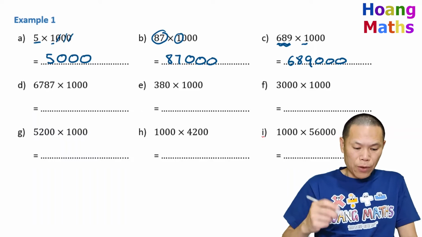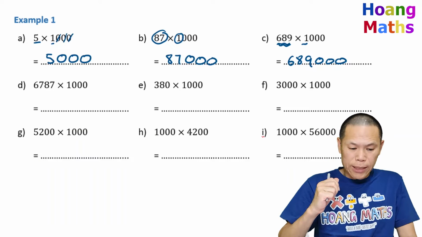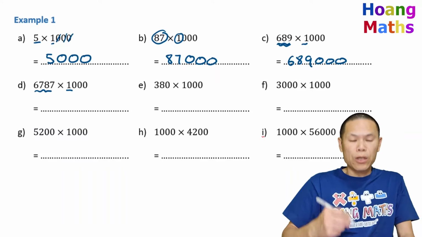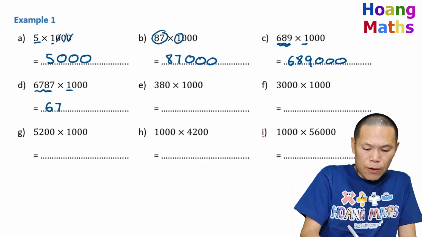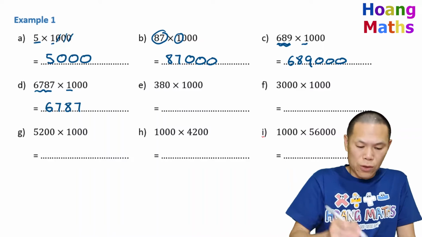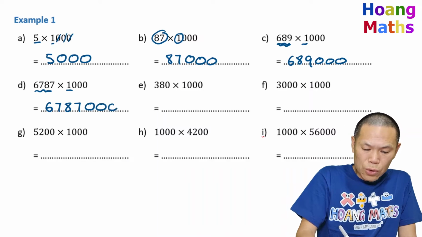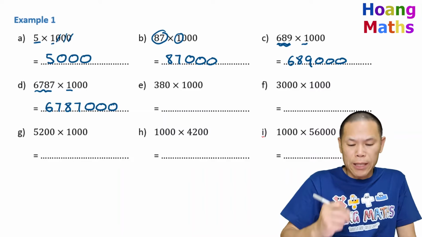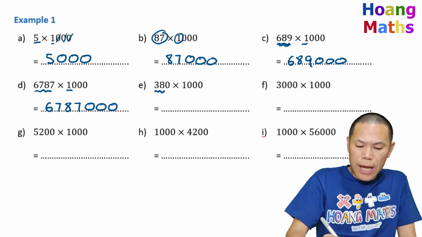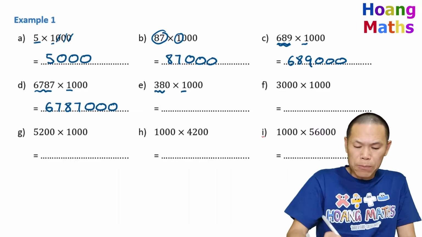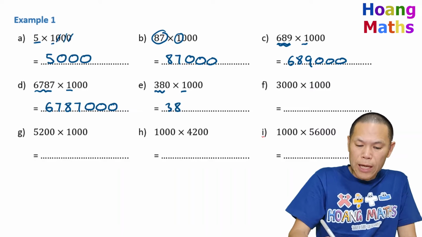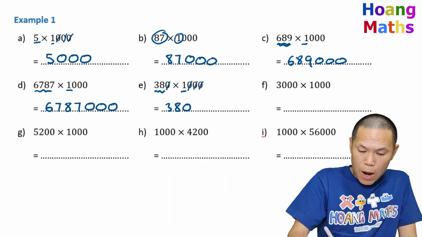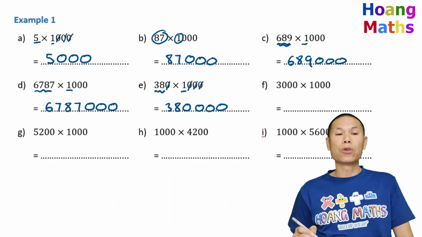Part D. Again, 6,787 times 1,000. So 6,787 times 1 becomes 6,787. And we just need to add the 3 zeros down. 1, 2, 3. Part E. So we have 380 times 1,000. So we just think of 38 times 1. So 38 times 1 is equal to 38. And we have 1, 2, 3, 4 zeros. So we just write down the 4 zeros. So there you go.